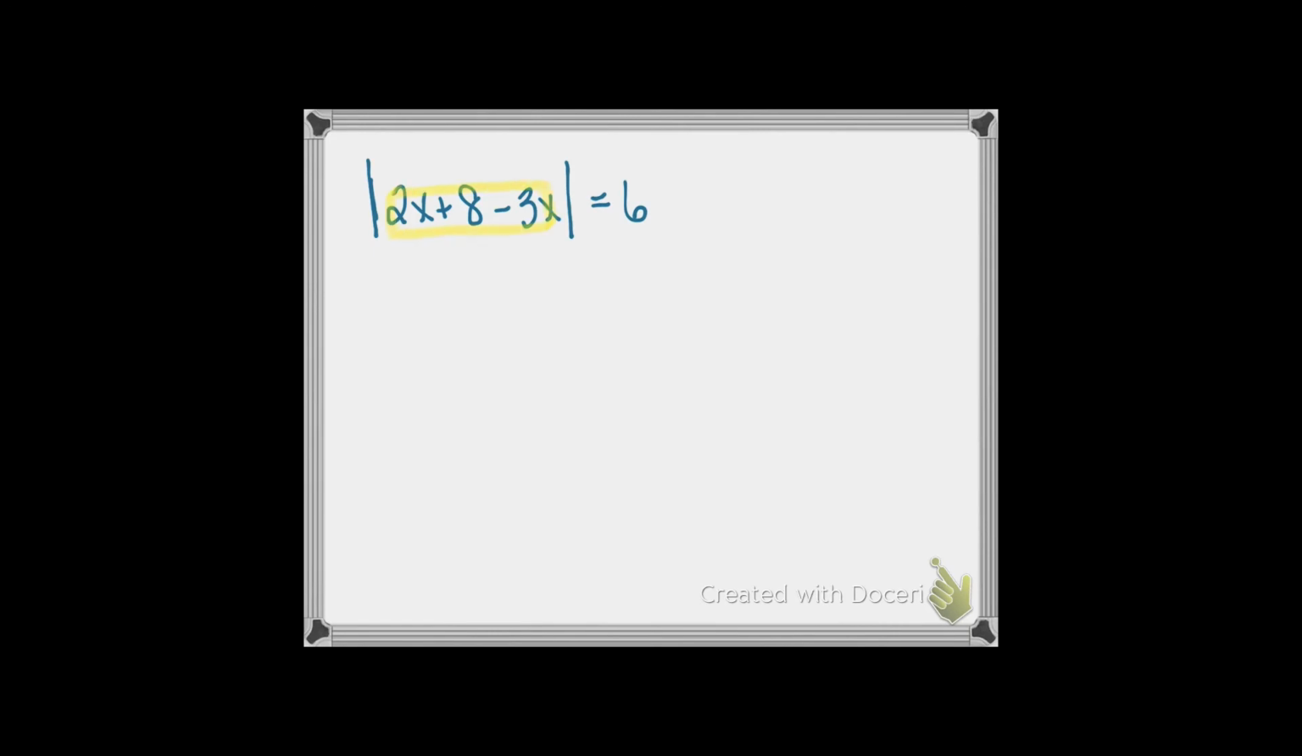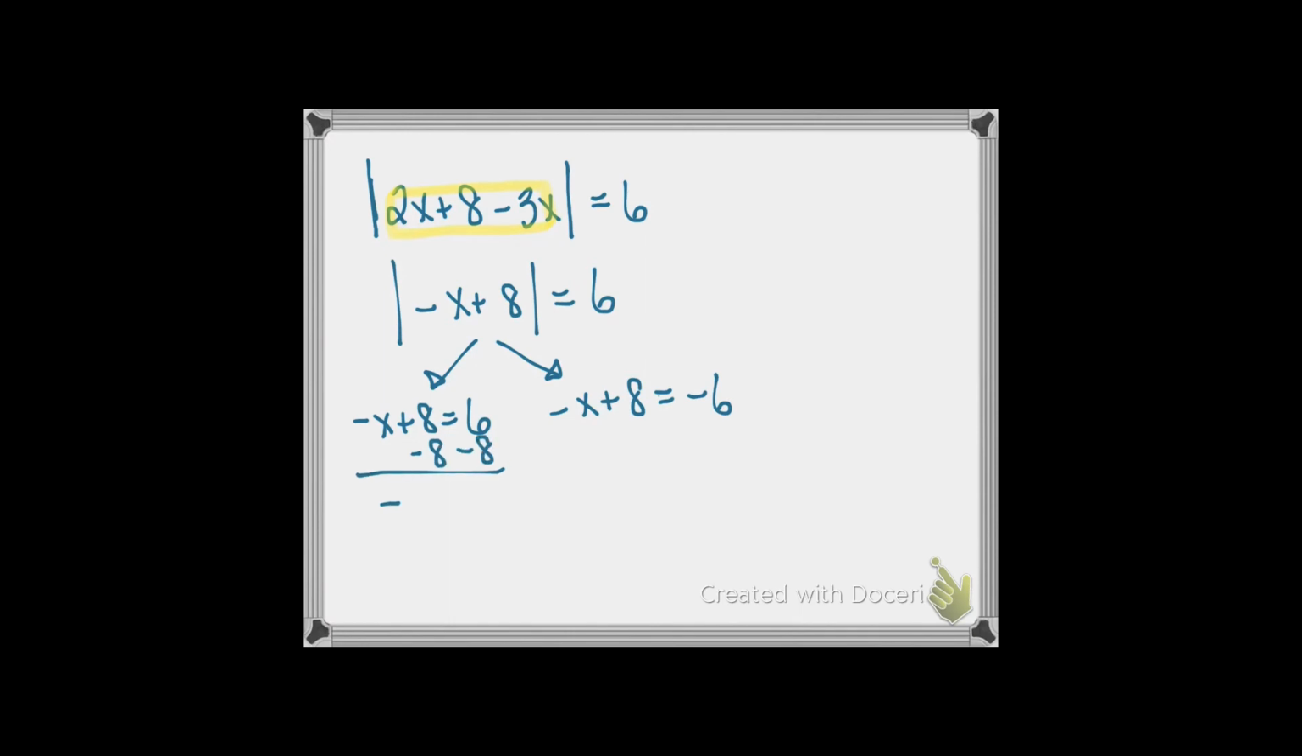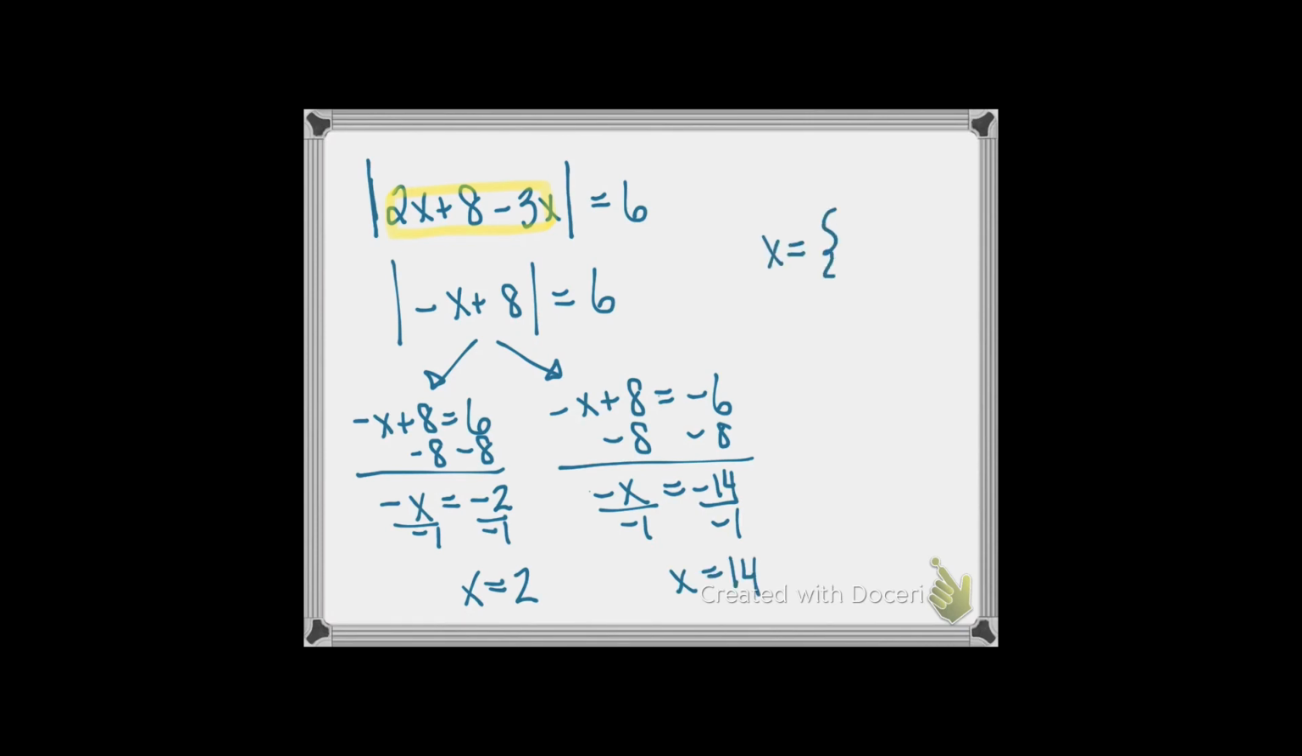If I have something like 2x plus 8 minus 3x, and that's all inside the absolute value, I can put the x's and constants together. And then I split it up and make it equal to 6 and negative 6. All right, so I solve here and I get x equals 2 and x equals 14. And again, I'll just put that in set notation, x equals 2, 14.